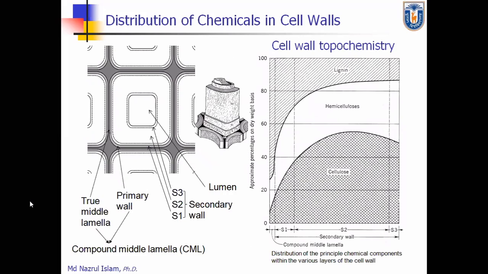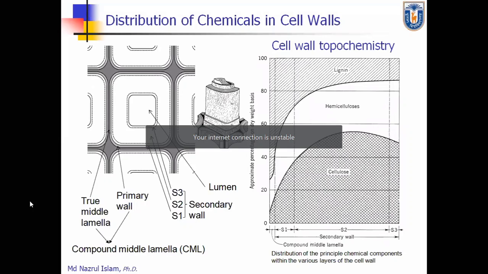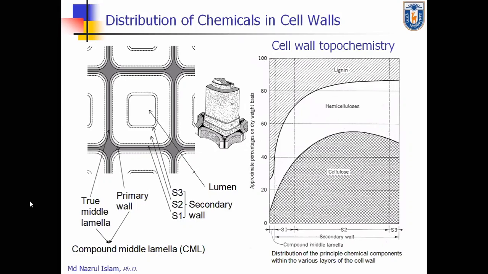Now if you see the structure again, because we have some basic idea, see where they are distributed, because that comes with the structure. Sometimes we can identify the middle lamella, sometimes we cannot. When we can identify, we will say that is a true middle lamella. When we cannot identify and it goes with the primary wall, we will say combined middle lamella. Then the secondary wall is subdivided into S1, S2, and S3, and at the center there is the lumen.